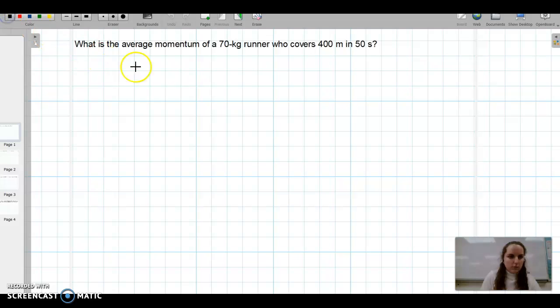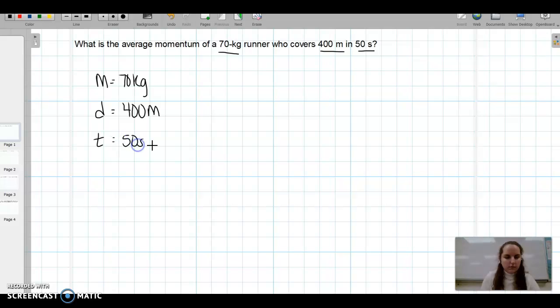So we are originally given a mass, a distance, and a time. The mass is equal to 70 kilograms. Distance, d, is equal to 400 meters. And we're given a time of 50 seconds.